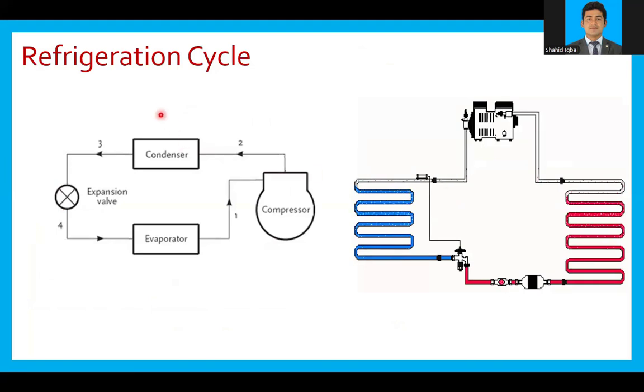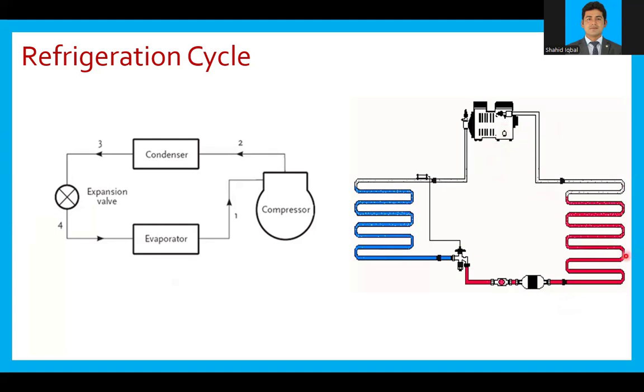Here you can see this is a basic refrigeration cycle. You can say this is a vapor compression refrigeration cycle, and here is the working diagram. This is the compressor, this is the condenser, this is the expansion valve, and here is the evaporator. The process starts from the compressor. Compression is done with the help of the compressor, which raises its pressure and temperature. So the refrigerant is compressed by the compressor, increasing its pressure and temperature.